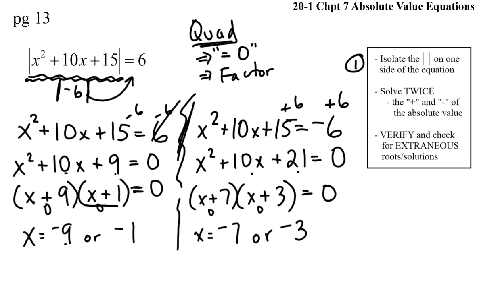So we potentially have 4 answers this time, which means we have to do 4 verifications. You really do. You have to make sure there isn't an extraneous answer. So very quickly, here we go. x squared plus 10x plus 15 equals 6.